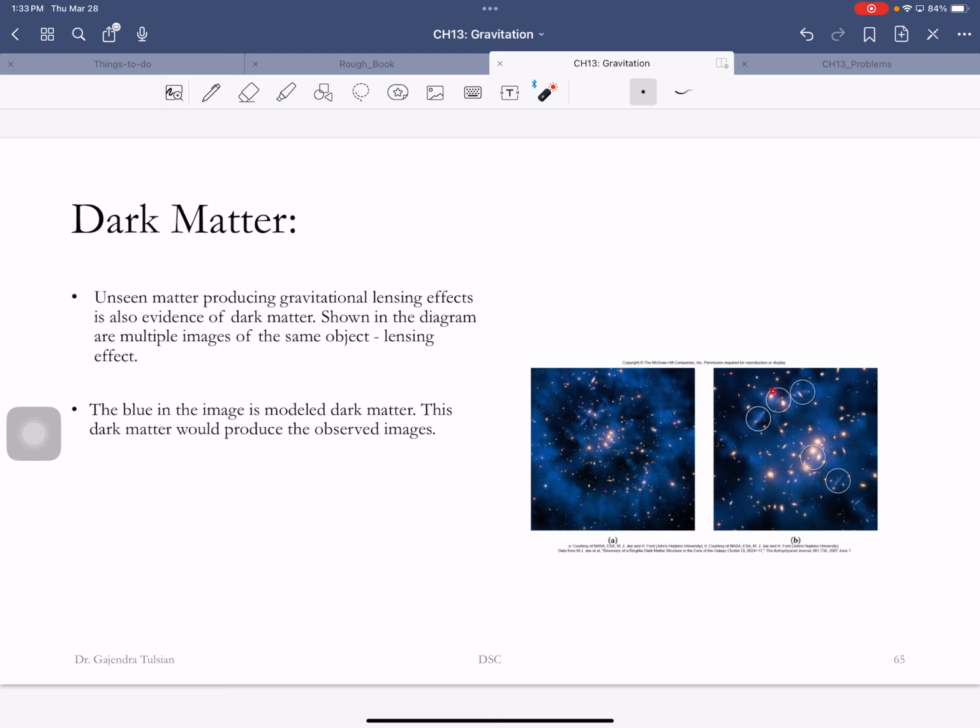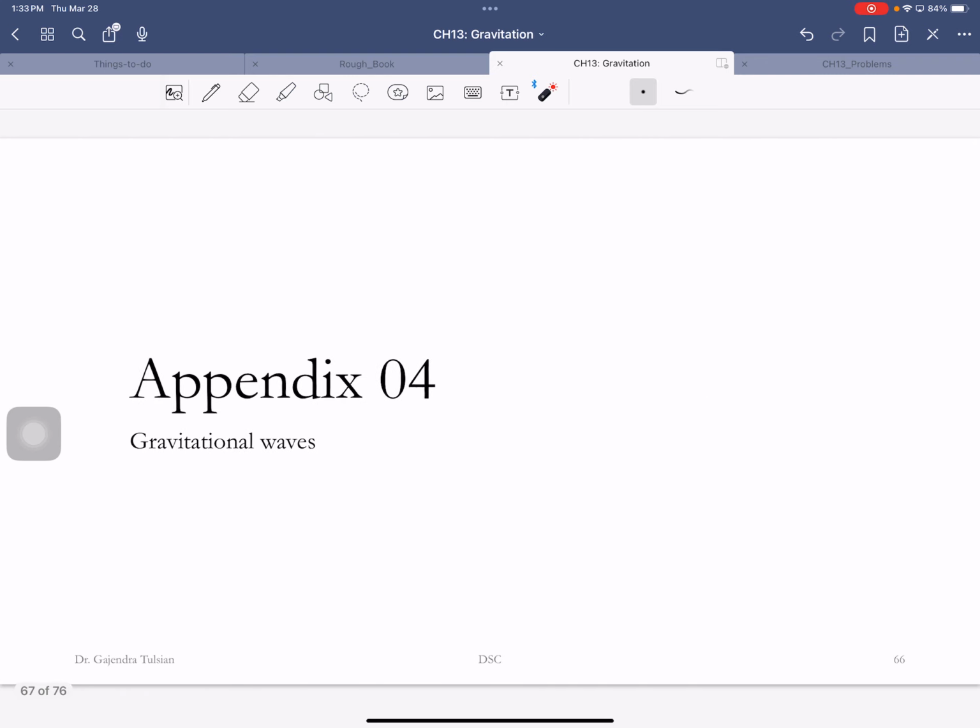These are all the same images and so on. These are computer simulated, this dark matter. We don't know what dark matter is yet. And you've heard some seminars on these.